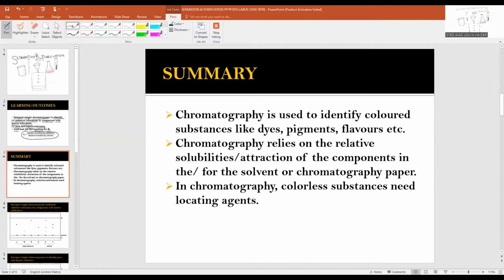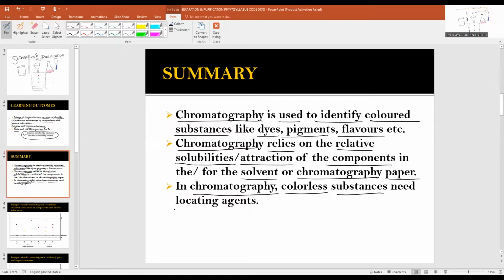Here's a summary of the last lesson. Chromatography is used to identify colored substances like dyes, pigments, flavors, etc. Chromatography relies on the relative solubilities and attraction of the components for the solvent or chromatography paper. In chromatography, colorless substances need locating agents.